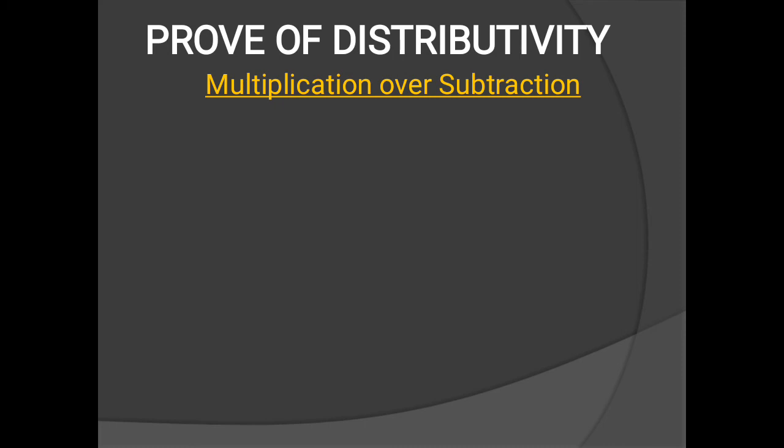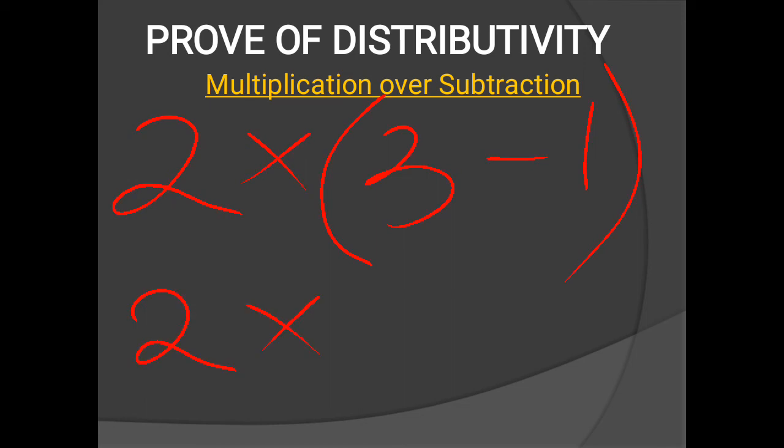Then multiplication over subtraction. I will solve only one; you can try other examples. 2 times (3 minus 1). The one outside is always times. So 3 minus 1 is 2, and 2 times 2 will give us 4. Now let's expand the 2 and see.